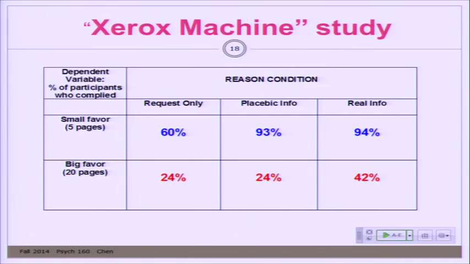And what you see here is the request-only condition. First of all, you see all the blue numbers are higher, and that's because it's a small favor compared to a big favor. That's not the big interesting part. What is more interesting is that participants in the small favor condition did not distinguish between a real reason versus just the appearance of a reason. They weren't totally out of it, in the sense that the placebic and real reason conditions were higher than the request-only condition. They weren't totally not processing, but the fact that they didn't notice the difference between the appearance of a reason versus an actual reason suggests that there was some degree of mindless, automatic behavior going on in that condition.